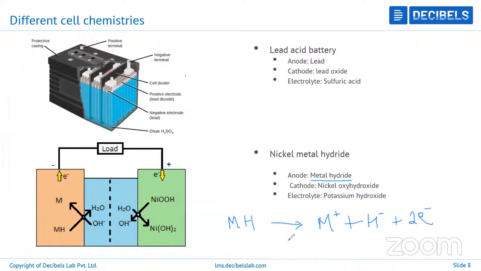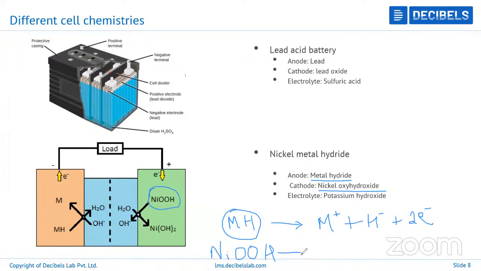Of course, it depends upon the composition over here, whether there are more metal ions than hydride ions, or more hydride ions than metal ions. Depending upon that, that many electrons will be given out. So this is the basic oxidation occurring at the anode. And at the cathode, we have nickel oxyhydroxide, which is the most commonly used cathode material, represented by NiOOH. So you can see over here.